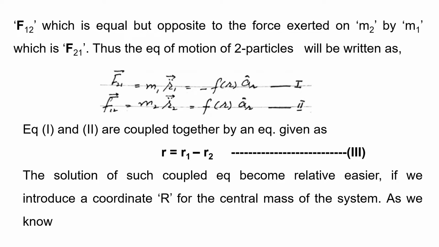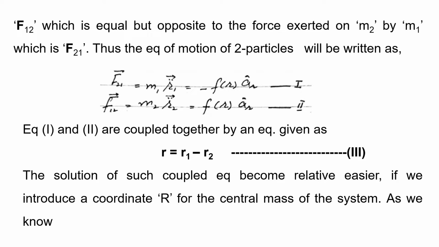We know that the central force is f(r) times the unit vector ar, and you know that the two forces are equal and opposite, so we have substituted a minus sign in equation 1: minus f(r) ar unit vector. Now F21 is equal to m2 r2 double dot equals f(r) ar unit vector, that is equation 2. Equation 1 and equation 2 are coupled together by the equation r equals r1 minus r2, giving equation number 3.